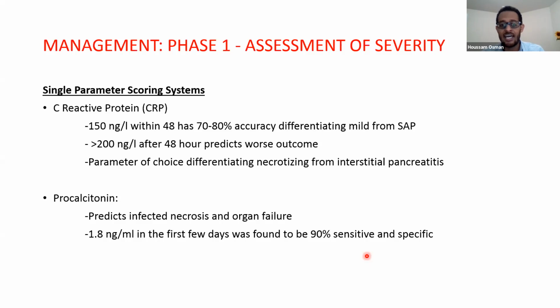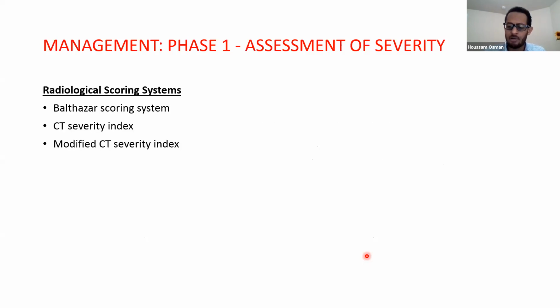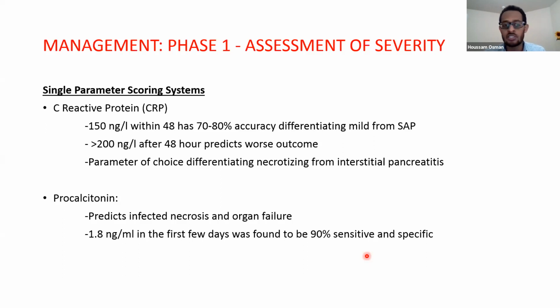A CT scan can predict severity, but people rarely use it, and we're going to talk about it in a second. I've never used CT scan to predict severity. Again, the function of assessing severity is on presentation, in the first 48 hours, to allocate the patient. To see necrosis on CT scan, you see it after 48 hours. To see infected necrosis, that happens down the road. You rarely see infected necrosis in the first few weeks of presentation. Does that make sense?